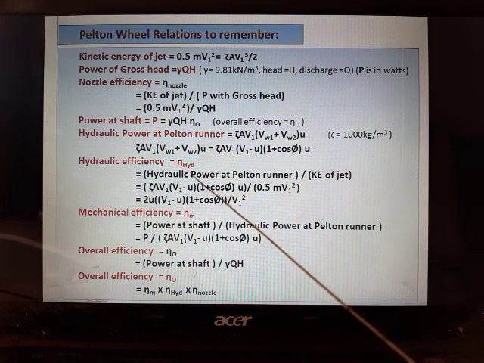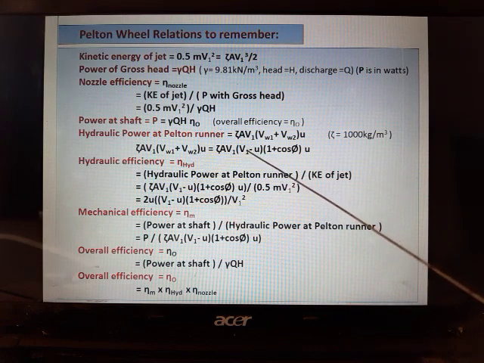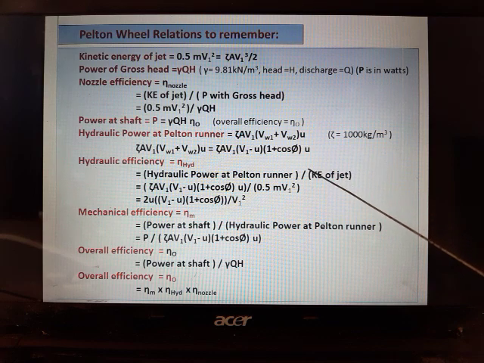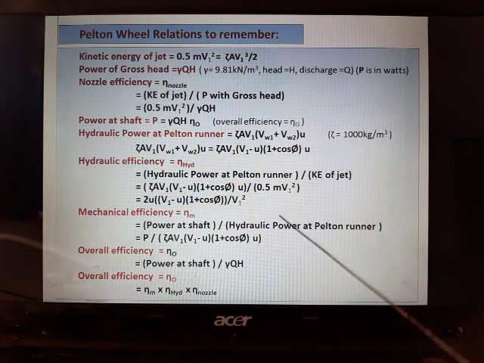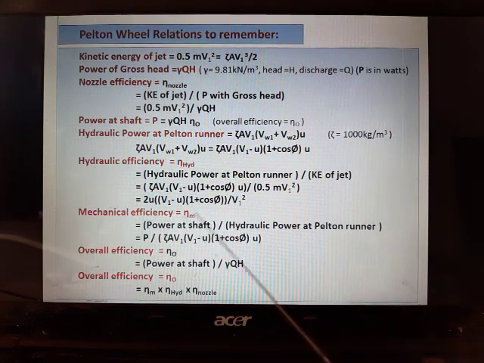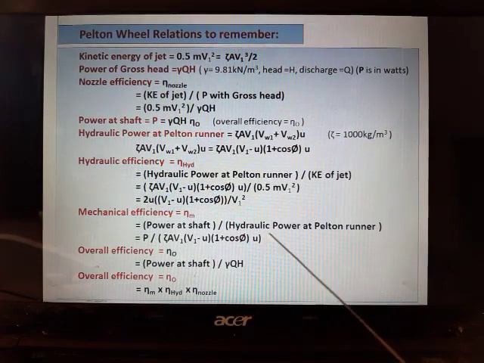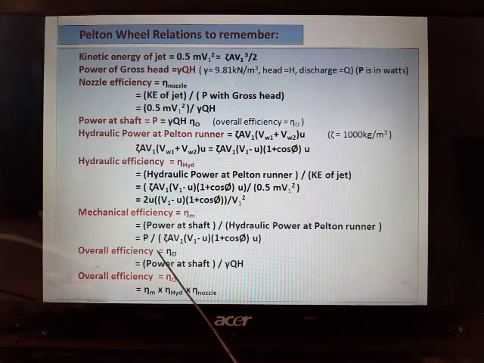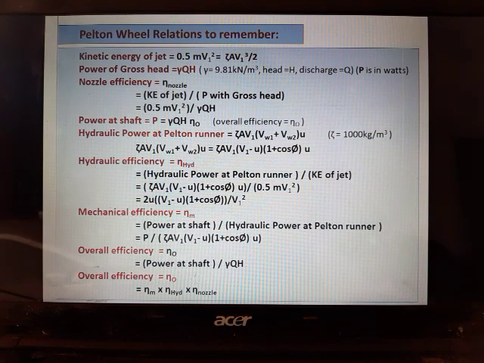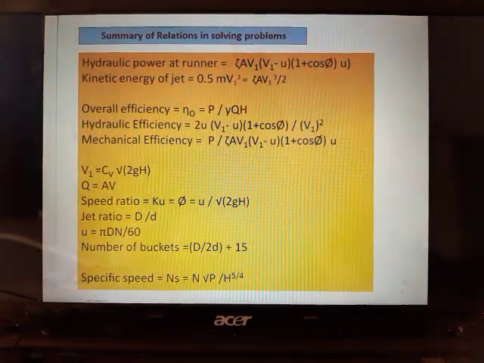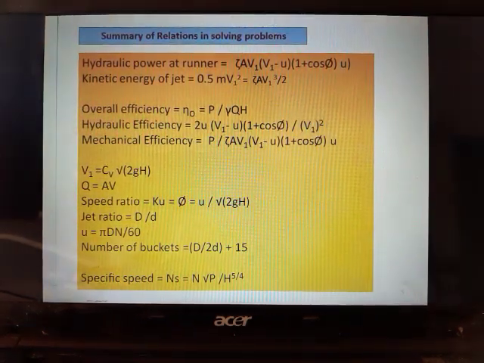Now, hydraulic efficiency is hydraulic power at the turbine, that is this earlier part, divided by kinetic energy of the jet. It reduces to 2U (V1 minus U)(1 plus cos phi) divided by V1 squared. Mechanical efficiency is power at the shaft divided by hydraulic power at the Pelton wheel. So this is the relation. With these points, we'll go ahead with some more relations required over here.